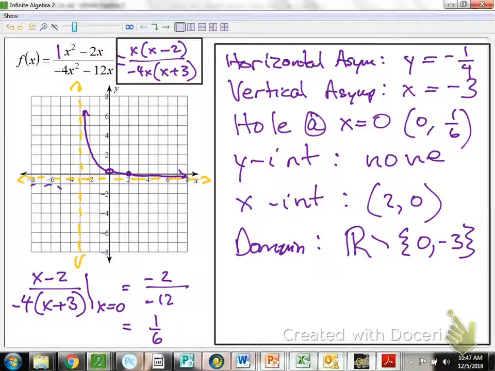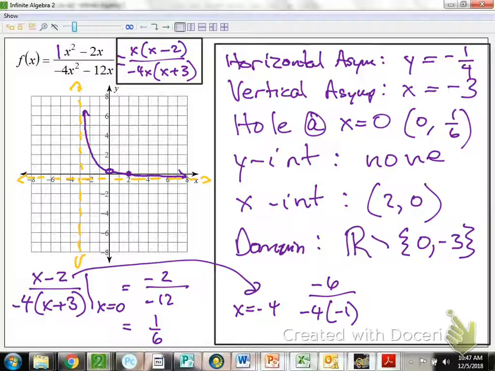Plug in a number immediately to the left of that asymptote. I would use -4. If we plug -4 into this simplified version, it's a little bit easier, right? If we evaluate that at x equals -4, we get -6 over -4 times -1.